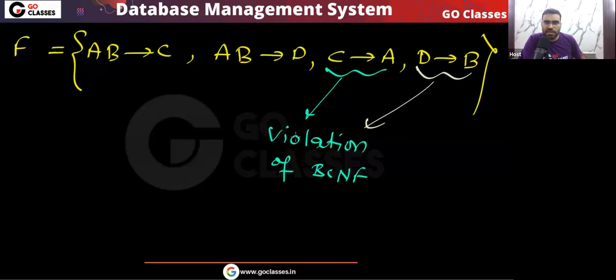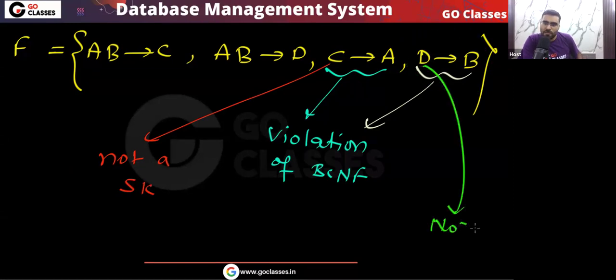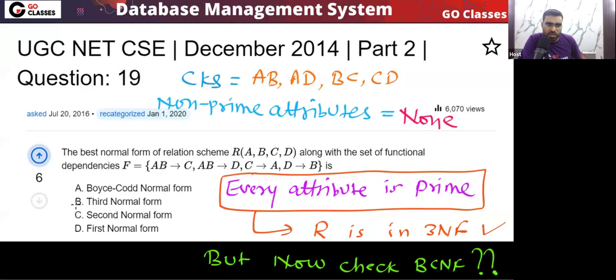Why are these violations of BCNF? Because this is not a super key. This is a non-trivial FD, and here the LHS is not a super key. Similarly, here also, this is a non-trivial FD, but the LHS is not a super key. That is the reason these are violations of BCNF. So this relation is not in BCNF.